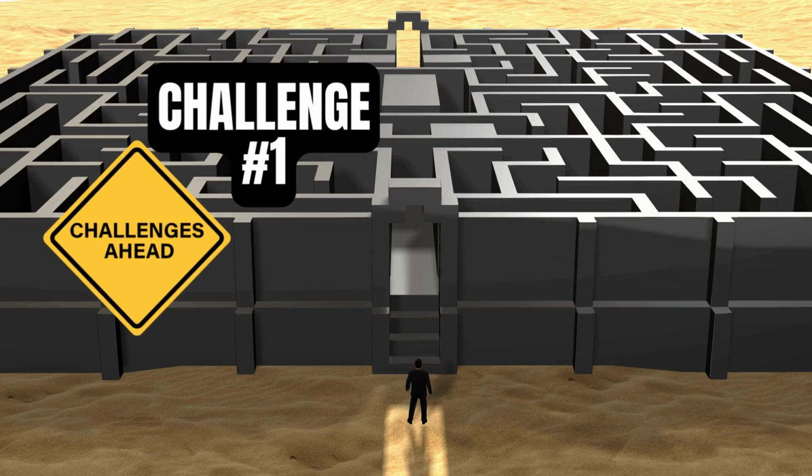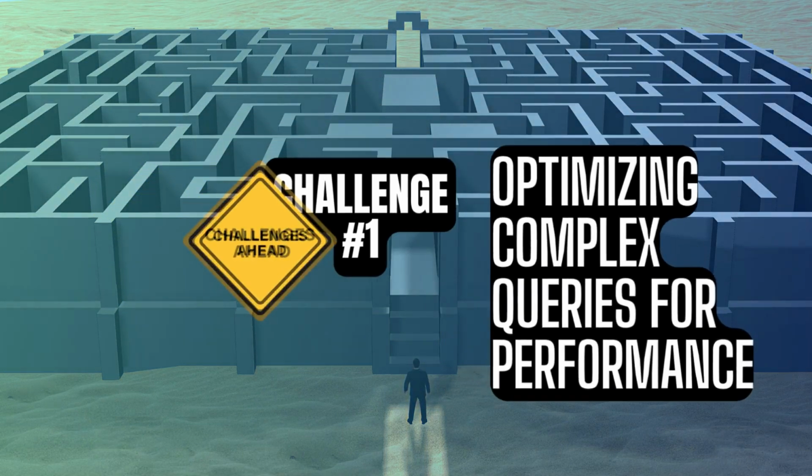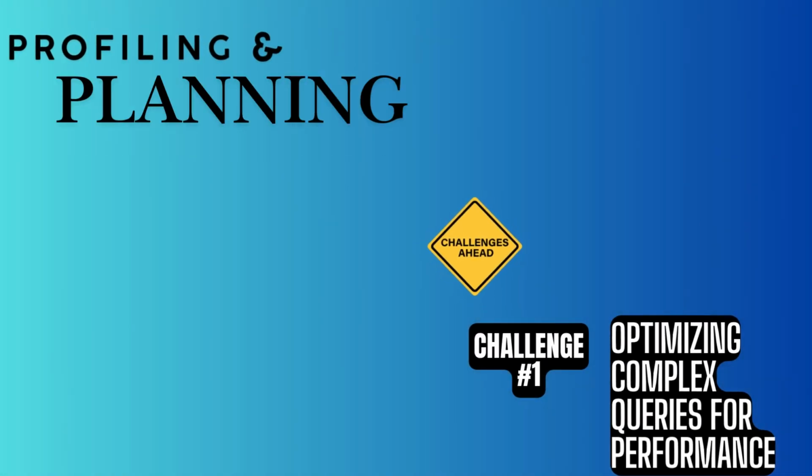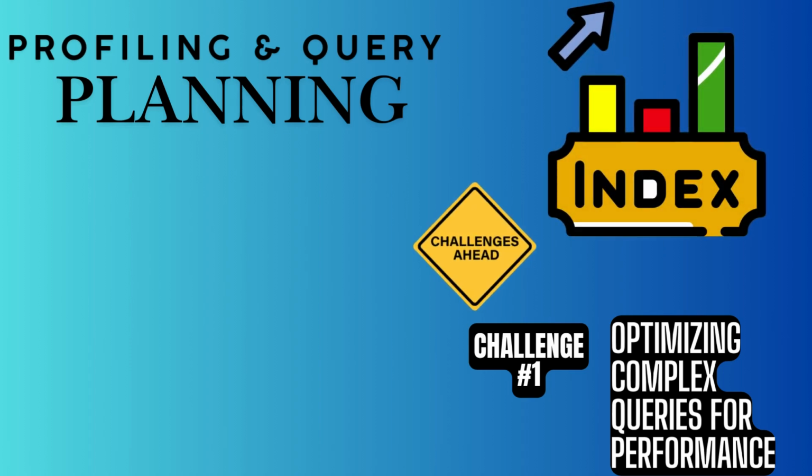First, dealing with slow-running queries on massive datasets can be a major bottleneck. Here's how you tackle this. Utilize your DBMS, Database Management System, to analyze query execution plans. Identify the bottlenecks like slow table scans or inefficient joins. Then, you can proceed to design and implement appropriate indexes to speed up your data retrieval. Think of indexes as shortcuts. They help the database find the data you need a lot faster.